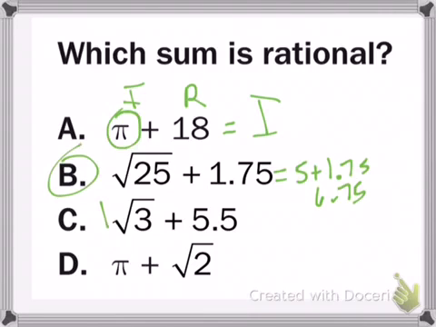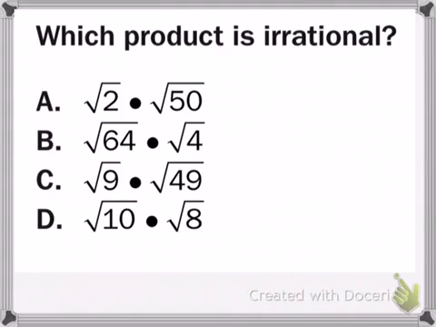Square root of 3 is irrational. So this will be irrational. Pi is irrational. And radical 2 is irrational, which will be irrational. Alright, right here. Which product is irrational?